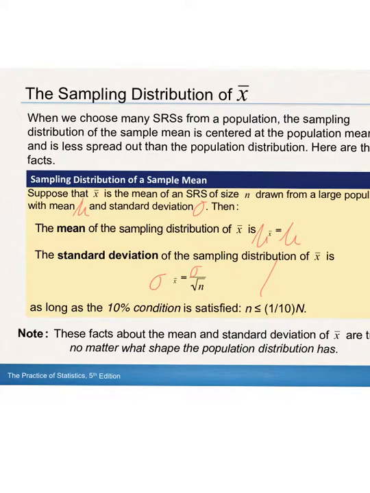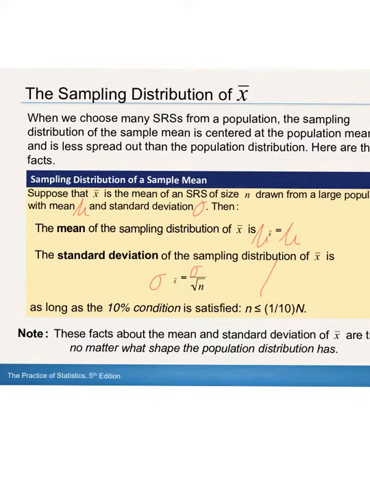One is the mean of the sampling distribution is going to be the mean of the population. And the standard deviation of the sampling distribution, there's less variability in the sampling distribution, so we calculate that by looking at the population standard deviation and divide that by the square root of n, our sample size, as long as the 10% condition is satisfied. If that condition is not satisfied, there's a different calculation for standard deviation, which we don't learn, and you would just say that the 10% condition is not satisfied, so we can't use that formula.